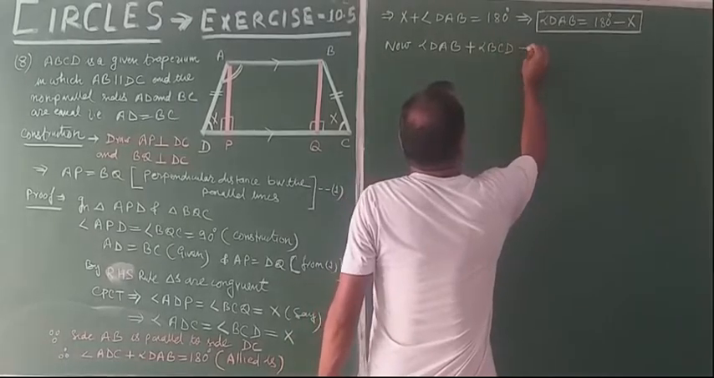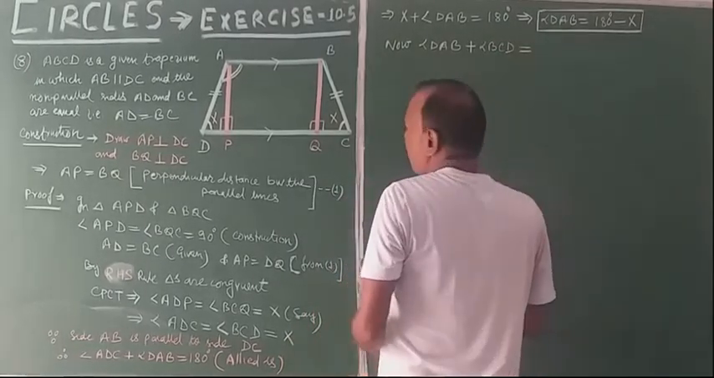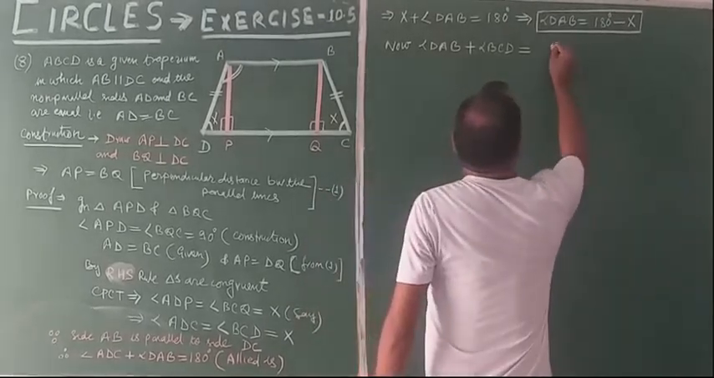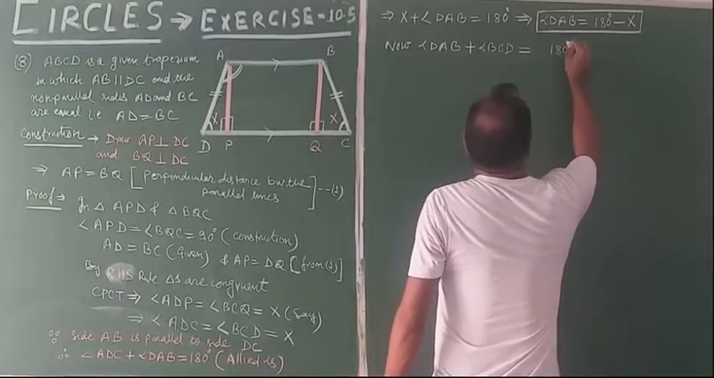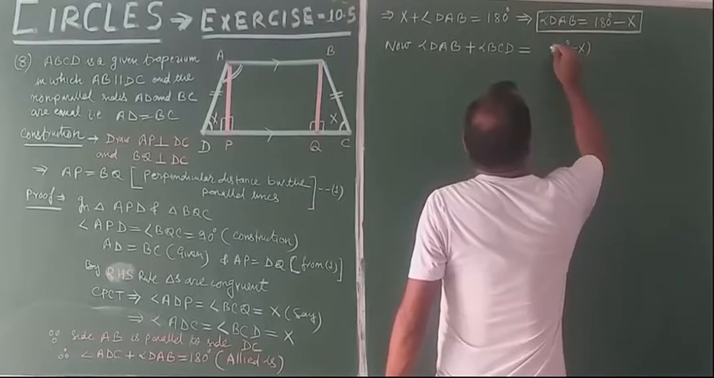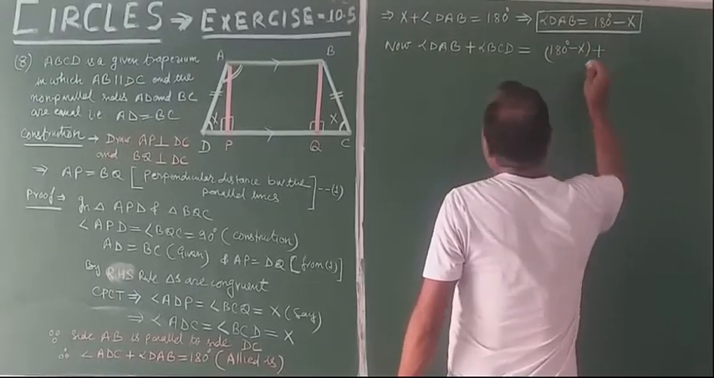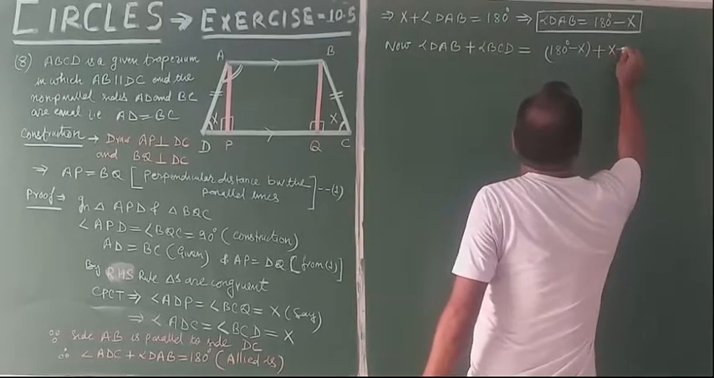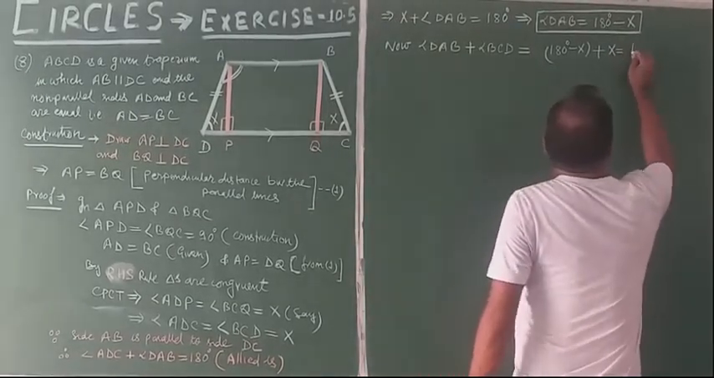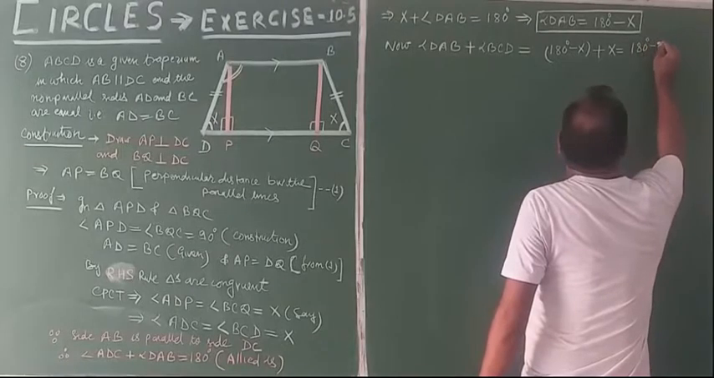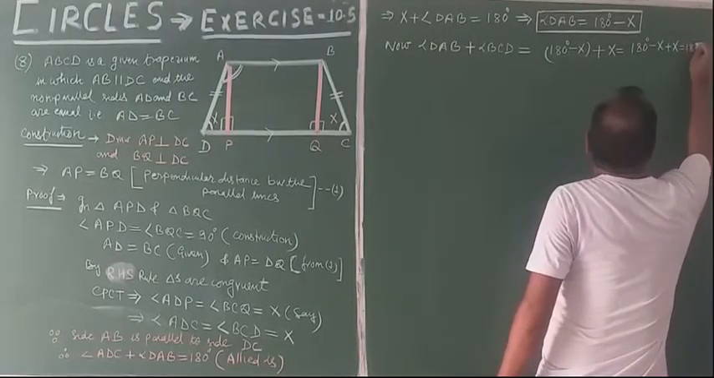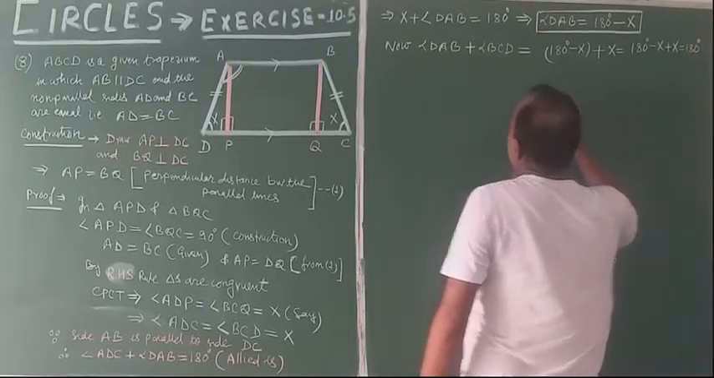BCD. Just look at these two angles. What is the value of angle DAB? We have to find out here. It is 180 degree minus X. And what is the value of this angle BCD? This is also X. When you open this, you will get 180 degree minus X plus X. That will be 180 degree.